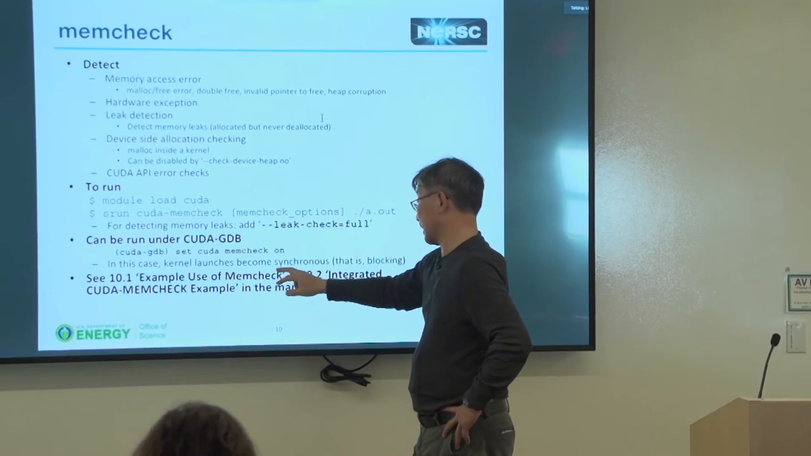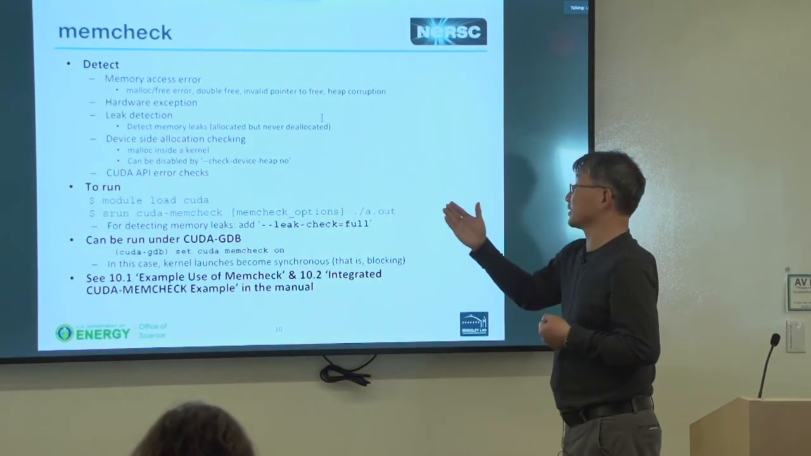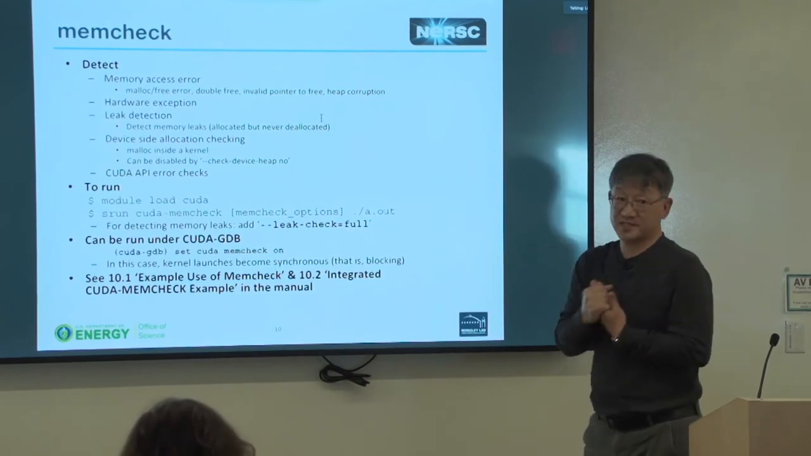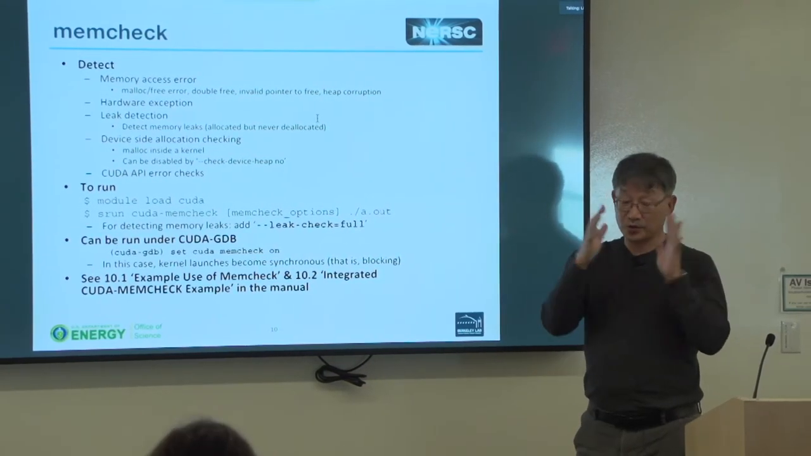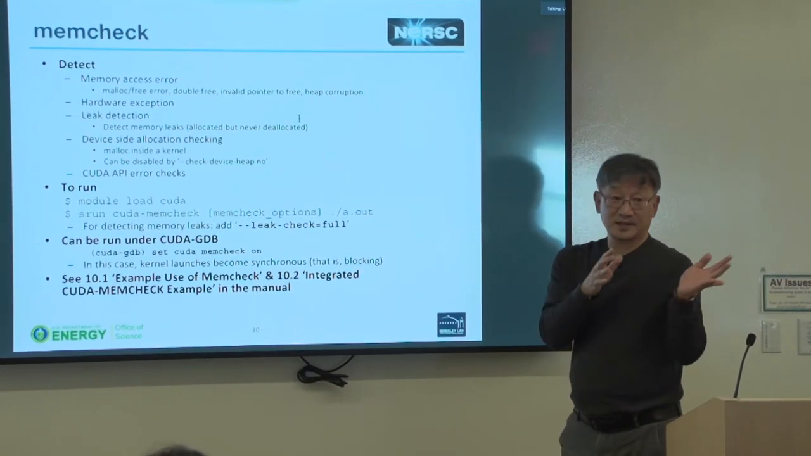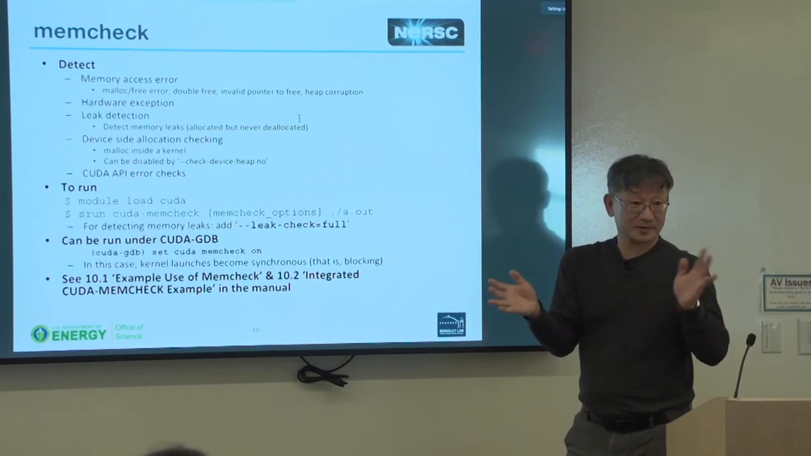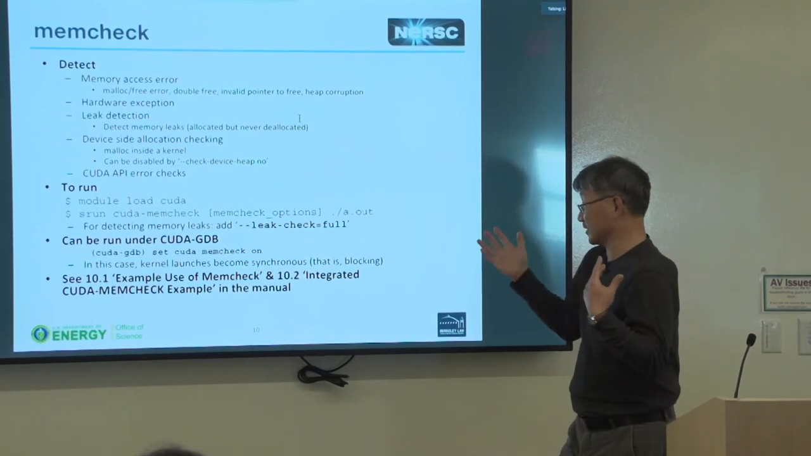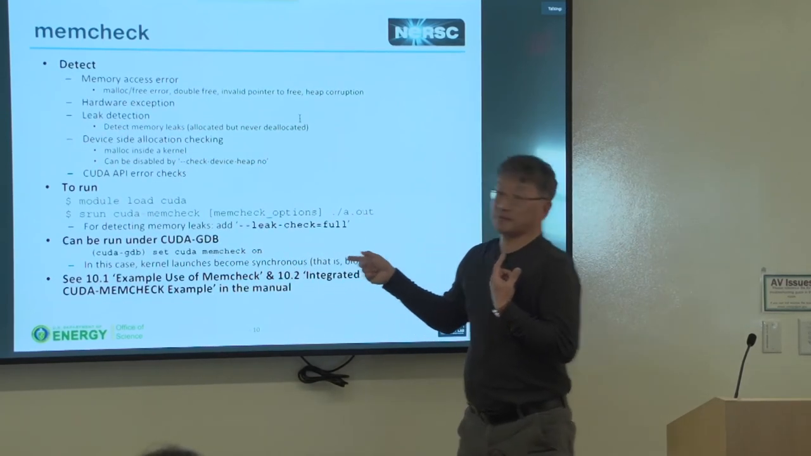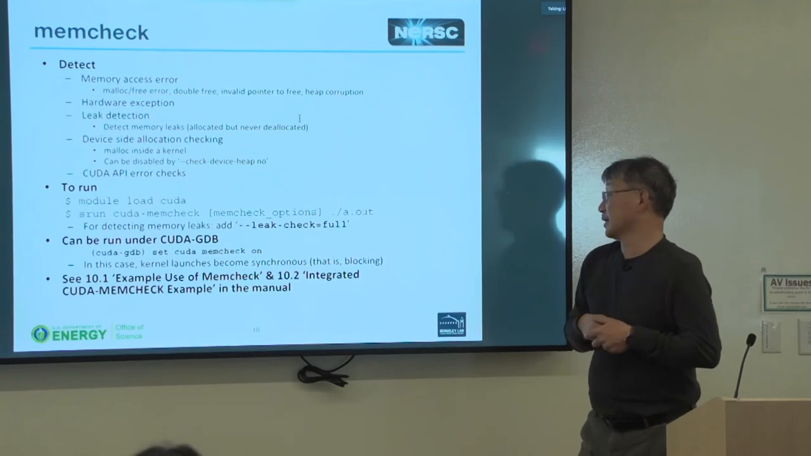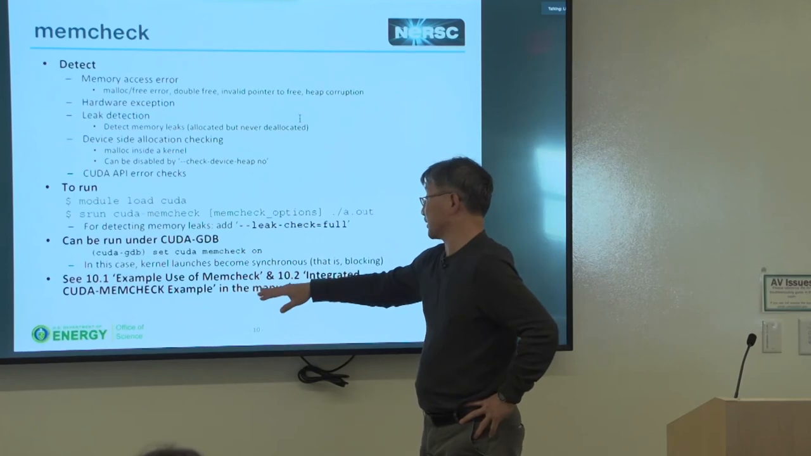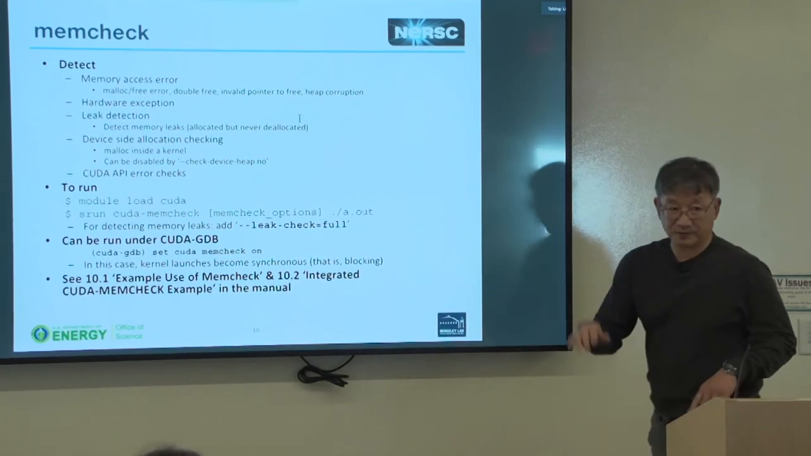But there's one caveat here. If you run memcheck on CUDA GDB, kernel launch will become synchronous. You know that on the host side, the kernel launch should be non-blocking, right? Data transport may be synchronous, but if we use this, then the launch can be blocking. So be aware of that. And there are pretty good examples here. Two examples, you can just follow those steps.